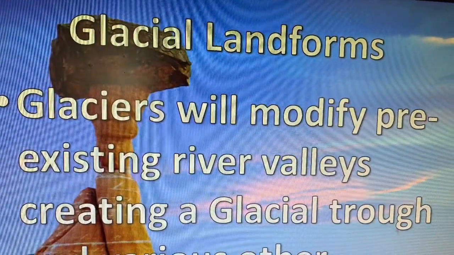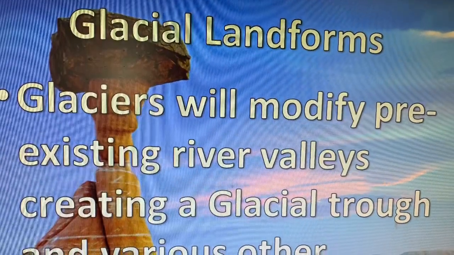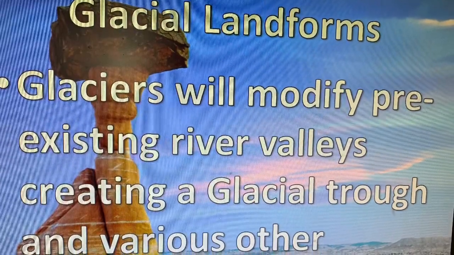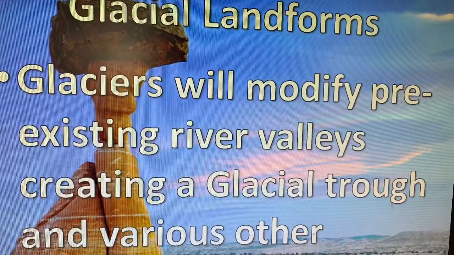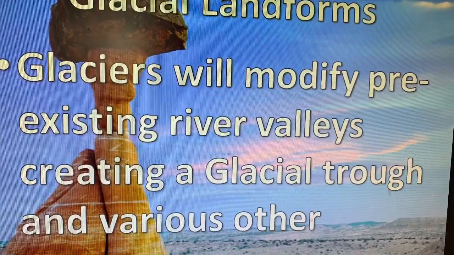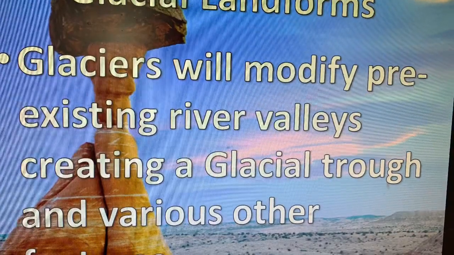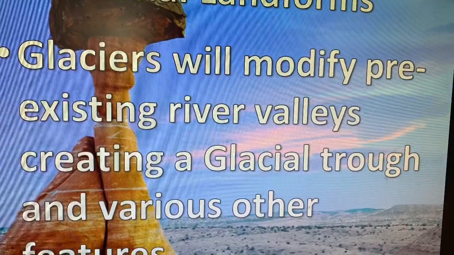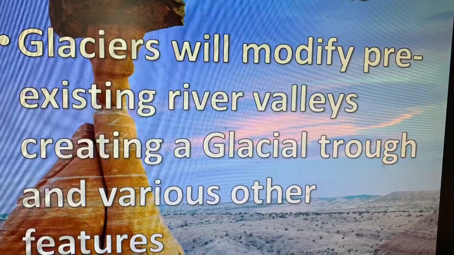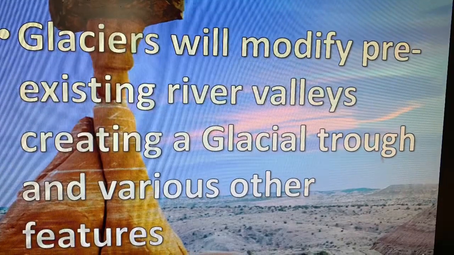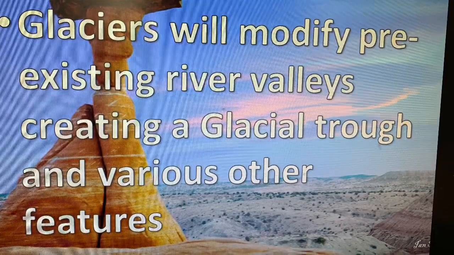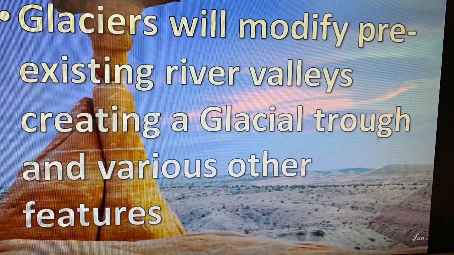All right, so once all this plucking and abrasion has gone on, what happens to the ground? The thing about glaciers you have to remember is that they are going to dramatically change the land that they pass through and over. Glaciers are going to create what we call glacial landforms. Specifically, they're going to tend to alter things like river valleys. Most glaciers tend to follow old pre-existing river valleys, and they're going to change what they look like. They're going to create what we call a glacial trough, and a bunch of other different features as well.